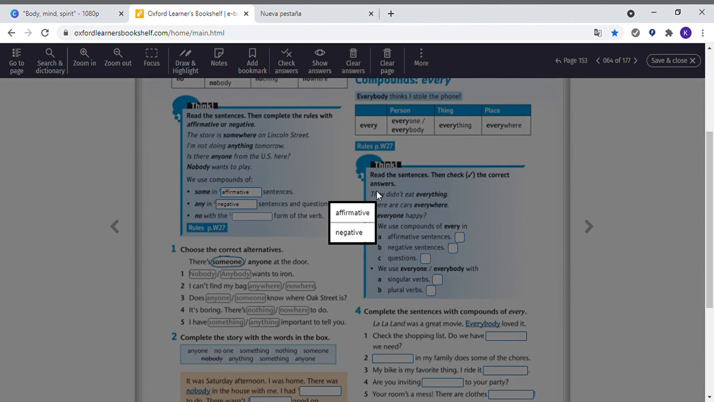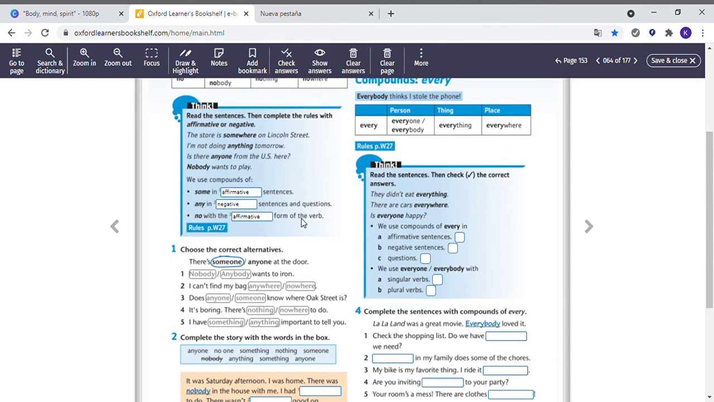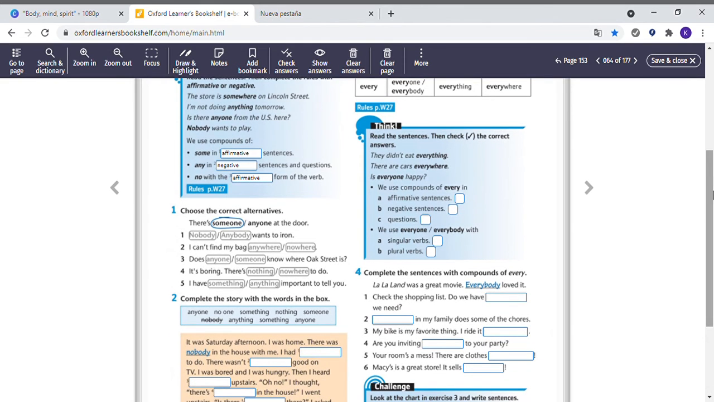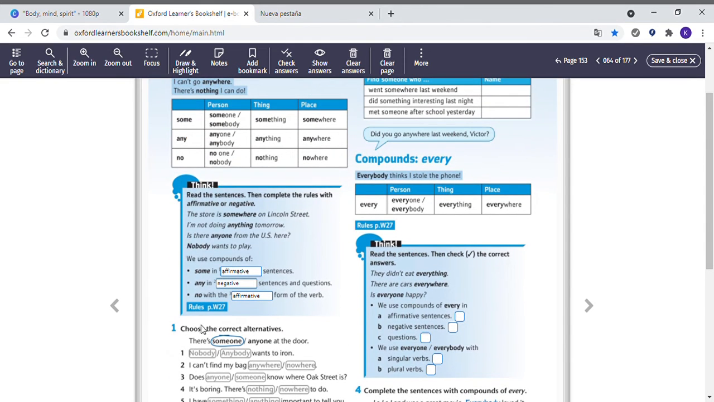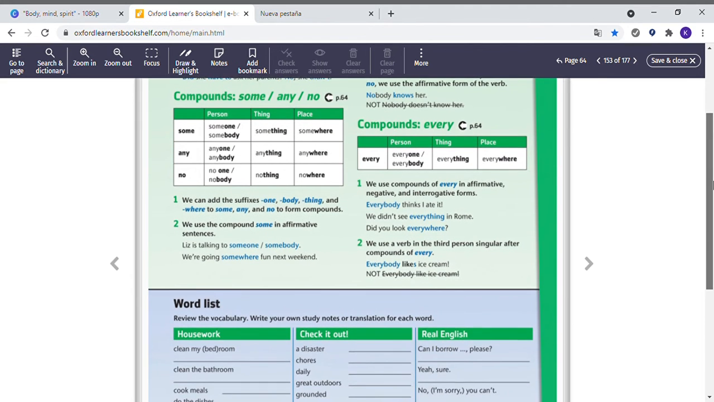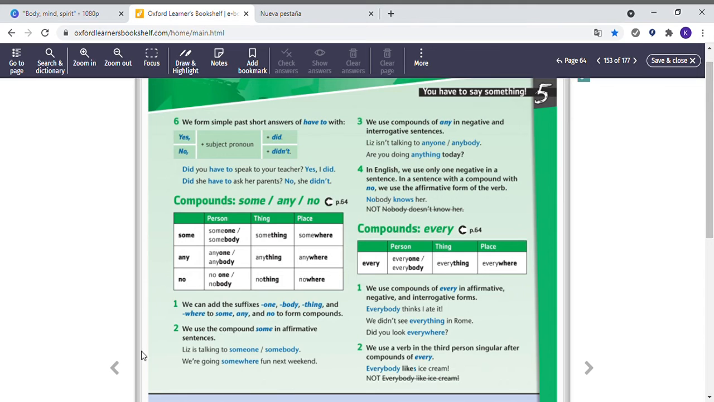It is some. We use compounds of some in affirmative sentences, any in negative sentences and questions, and no with the affirmative form of the verb. Okay, so here we have some exercises related to this. We're going to go to the rules. They are here. And as I said before, we're going to use some with affirmative sentences, any in negative and interrogative sentences. For example, Liz isn't talking to anyone or anybody. Are you doing anything today?